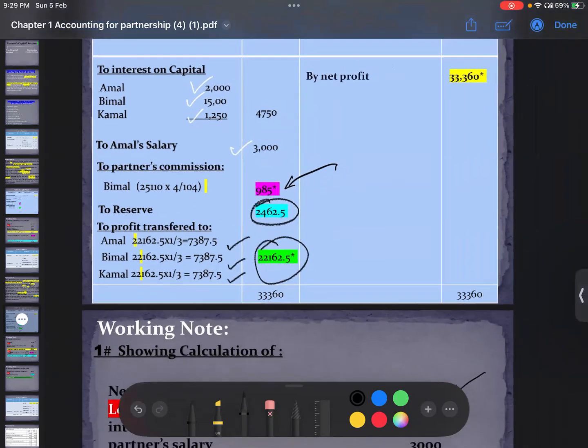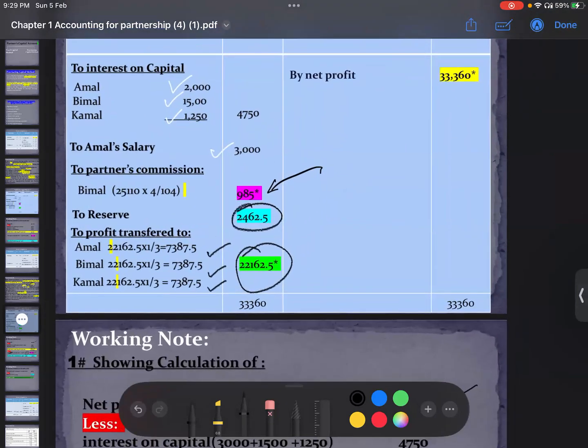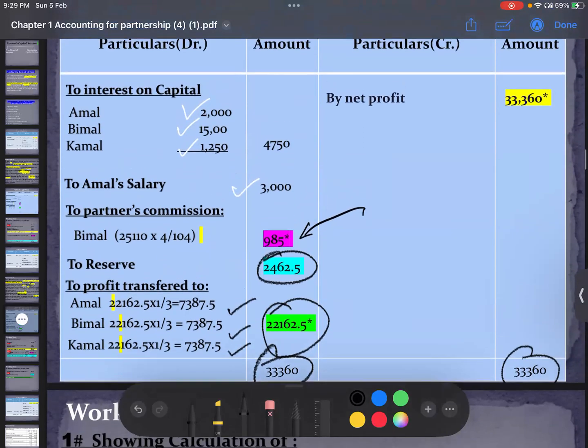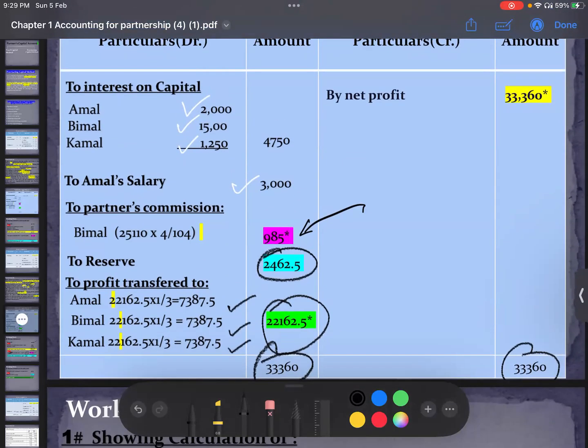And this way we'll be able to close the profit and loss appropriation account by totaling the debit and the credit side. Tell me if this is clear, everyone. The P&L appropriation is clear to all of you, yes or no?